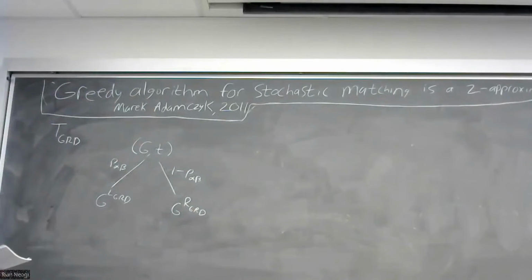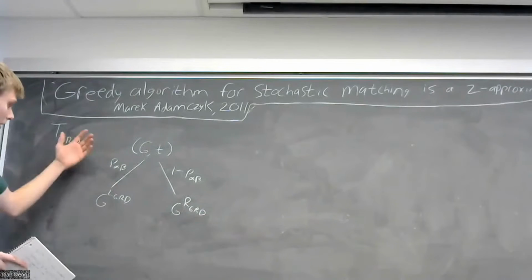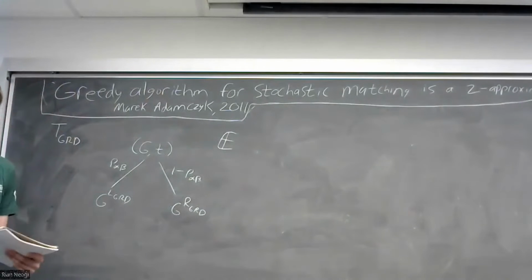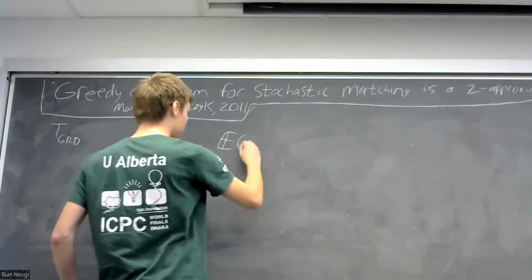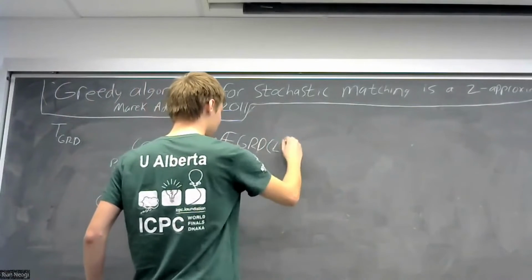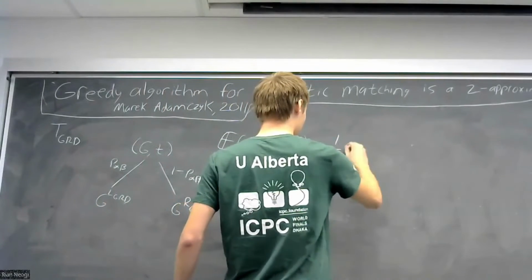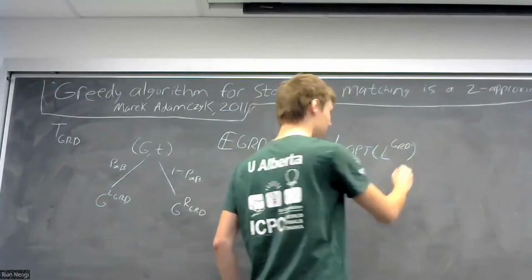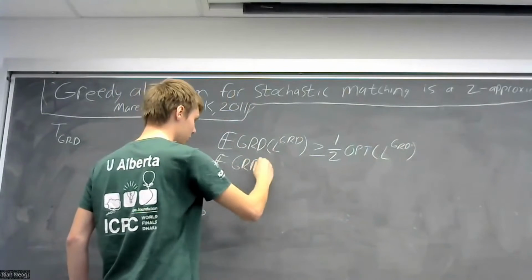What we want to do is work inductively on this tree. The base case is when there's one edge and then there's only one possible algorithm. So of course it's a two approximation. But we can say that the expected value of greedy on its left subtree is going to be at least half of how opt would behave on the left subtree. That's the inductive hypothesis, and we can say the same for the right subtree.